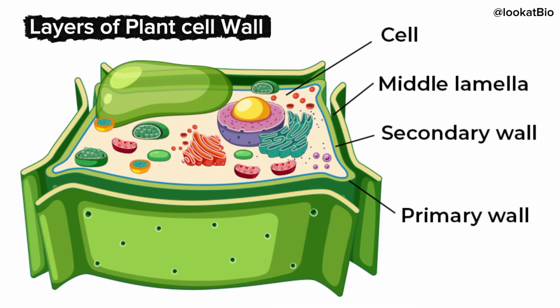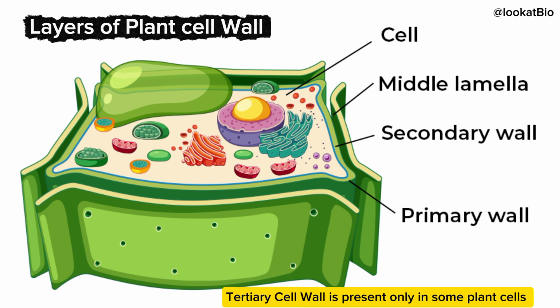Do you think the cell wall of plant cells is a single layer? Structurally, the plant cell wall may have three layers, including primary cell wall, secondary cell wall, and tertiary cell wall. Tertiary cell wall is present only in some plant cells.